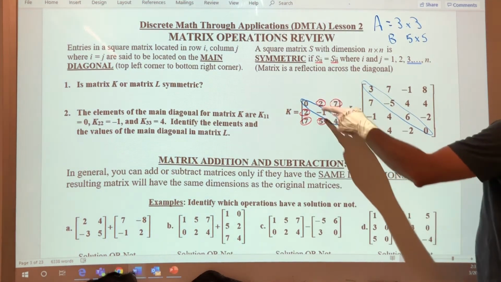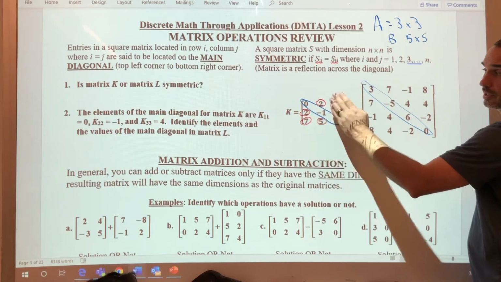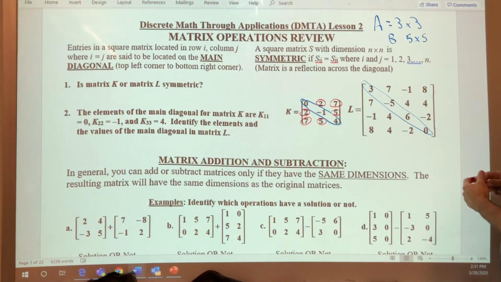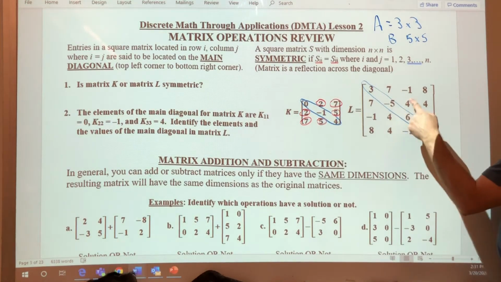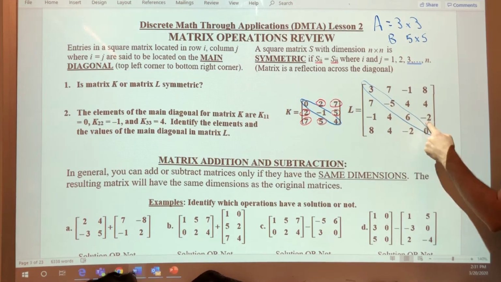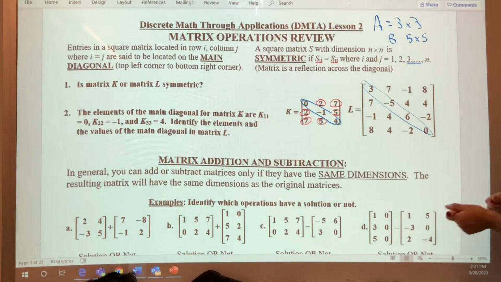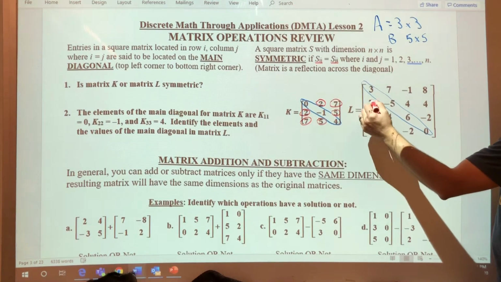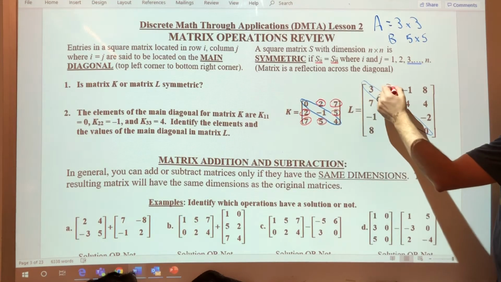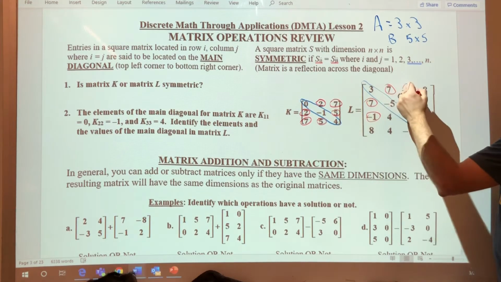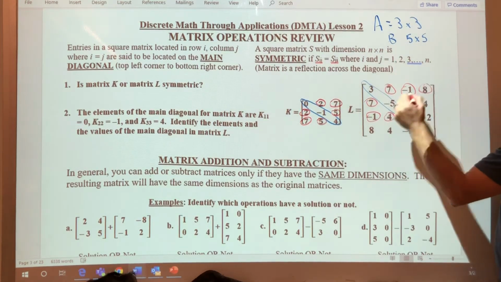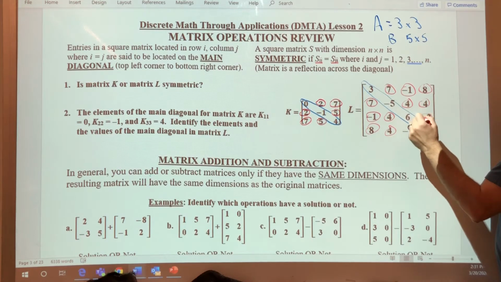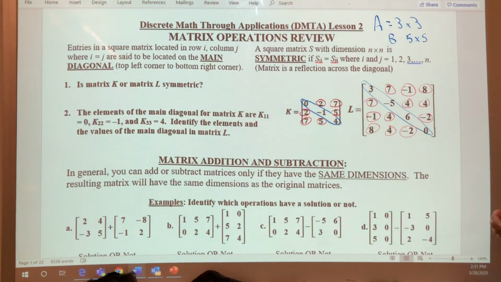It doesn't have anything to do with the diagonal, it has to do with the things on either side of the diagonal. As we can notice here, these seem to be the same, and they are the same as well. So this matrix L also is symmetric. So 7 is the same as 7, negative 1 is the same as negative 1, 4 and 4, 8 and 8, 4 and 4, negative 2 and negative 2. So those matrices are symmetric.